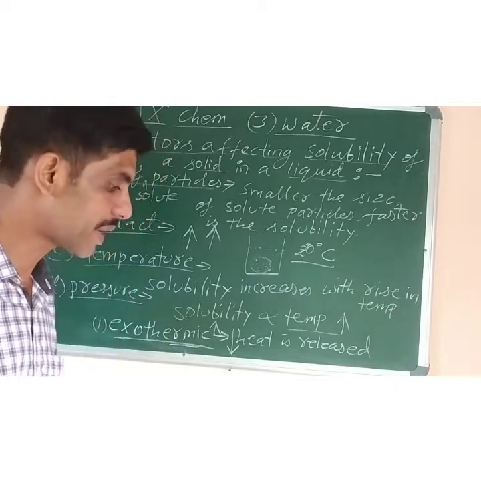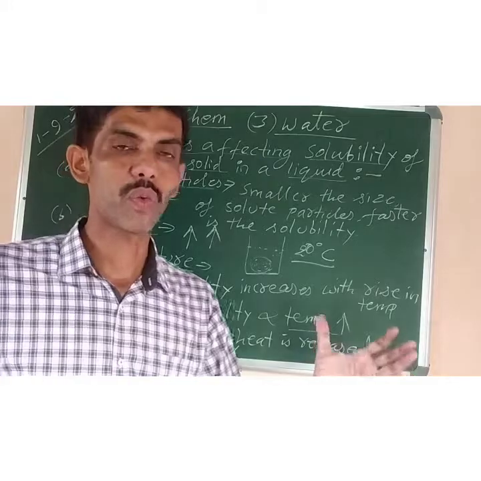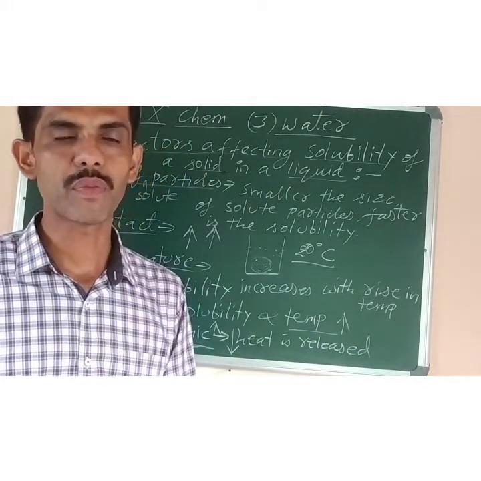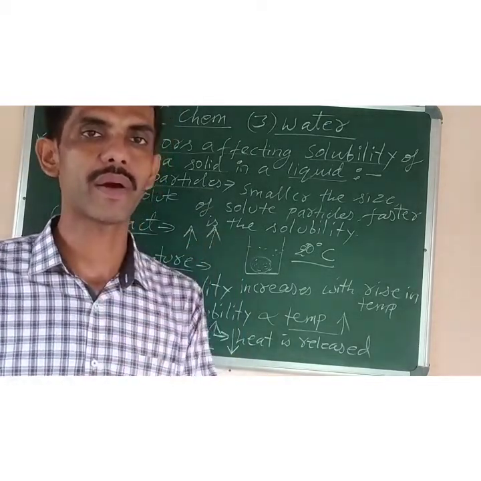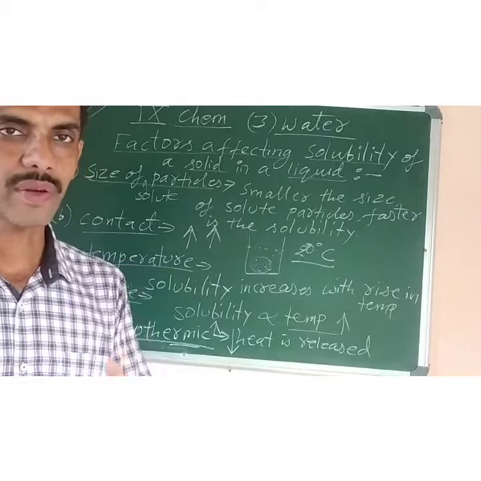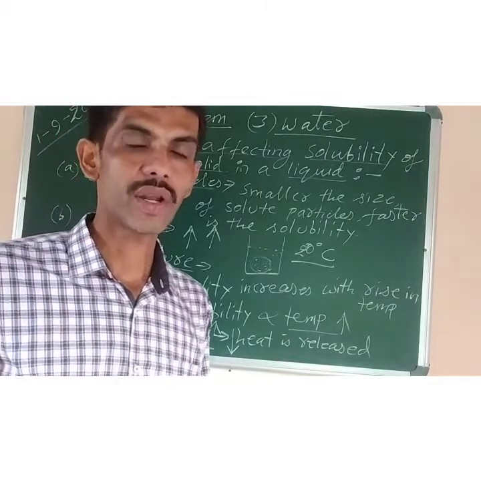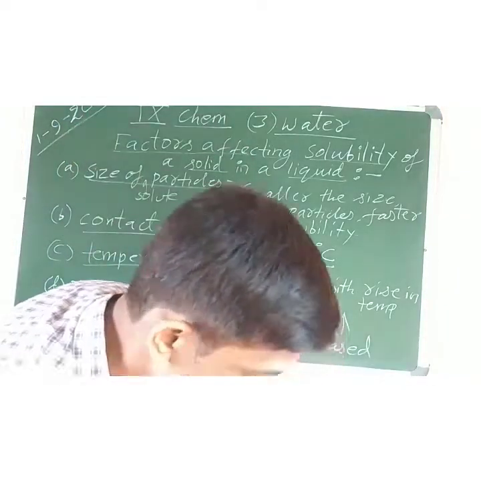And the last one, number E, is the amount of solvent. Like if you are taking one bucket full of water, the solvent, then it will help to dissolve more and more sugar in it. But if you take only a glass of water, 100 ml of water, it can accommodate very little solid. So the more solvent, or increased amount of solvent, increases the amount that can dissolve. Okay?